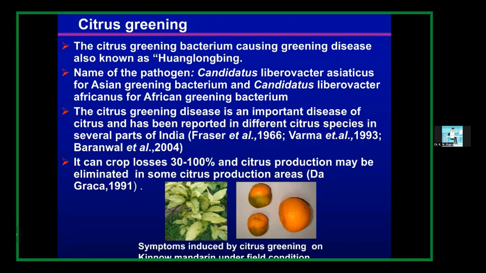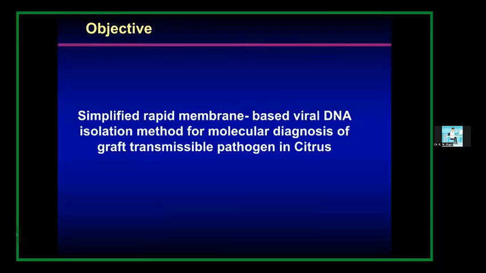So these are the visual symptoms in a Kinnow mandarin orchard, symptoms induced by citrus greening on Kinnow mandarin under field conditions. And this is another slide, an orange fruit affected by citrus greening bacterium. So in this study, my objective is a simplified rapid membrane-based viral DNA isolation method for molecular diagnosis of graft-transmissible pathogens in citrus by PCR.